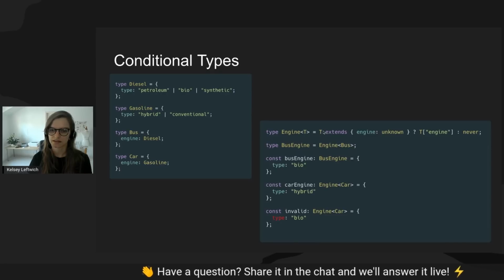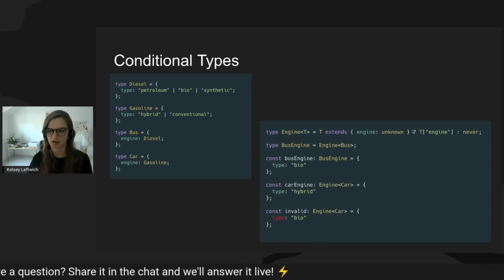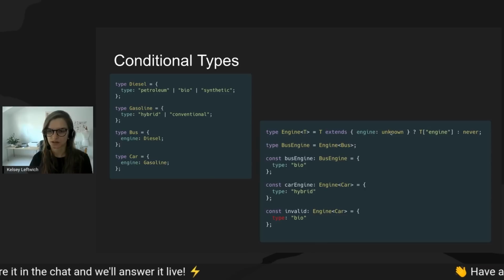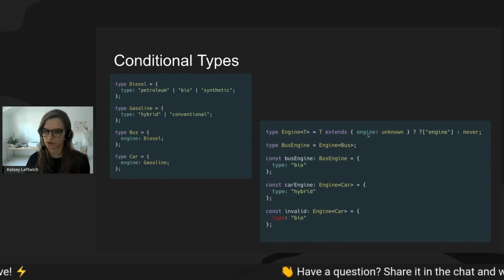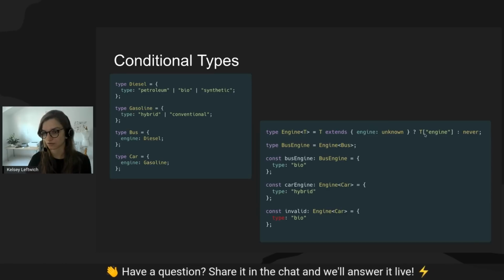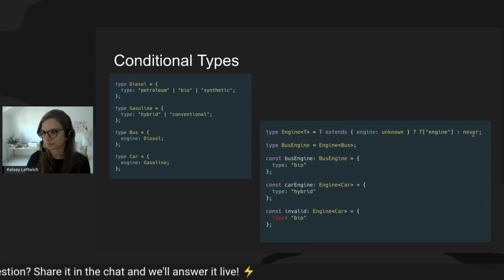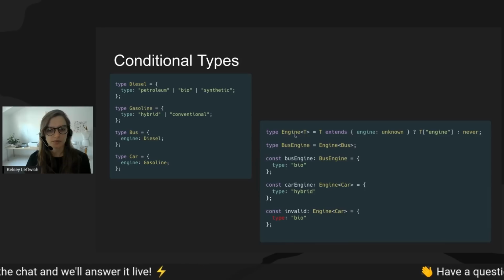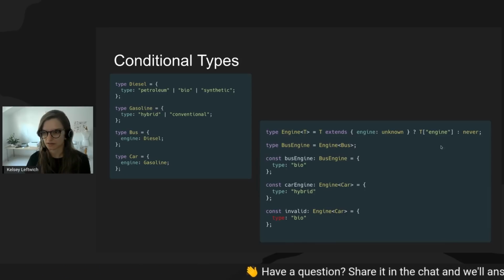And so we're saying if type T extends, and what this is saying is an object with a field called engine, we don't really care what the type is. If it has this engine field on it, then return the engine field. And here's our lookup types that we looked at earlier. Otherwise, we're just going to return never. Because if a type T has no engine on it, the engine is never going to exist.